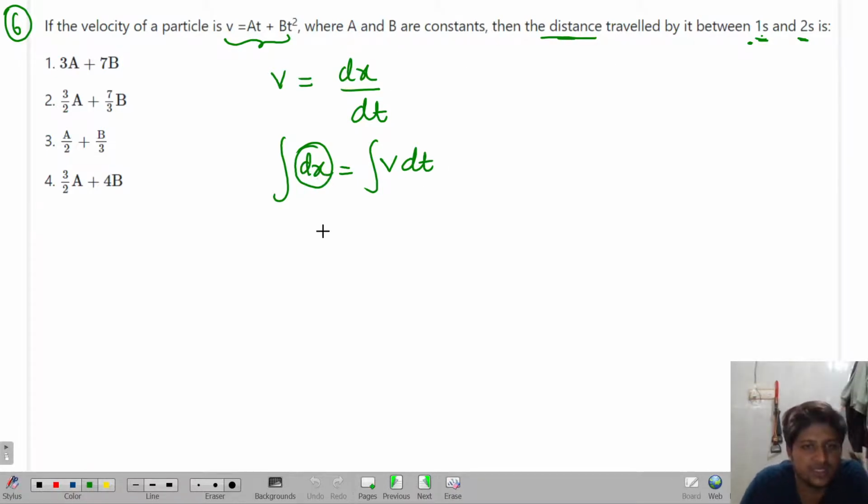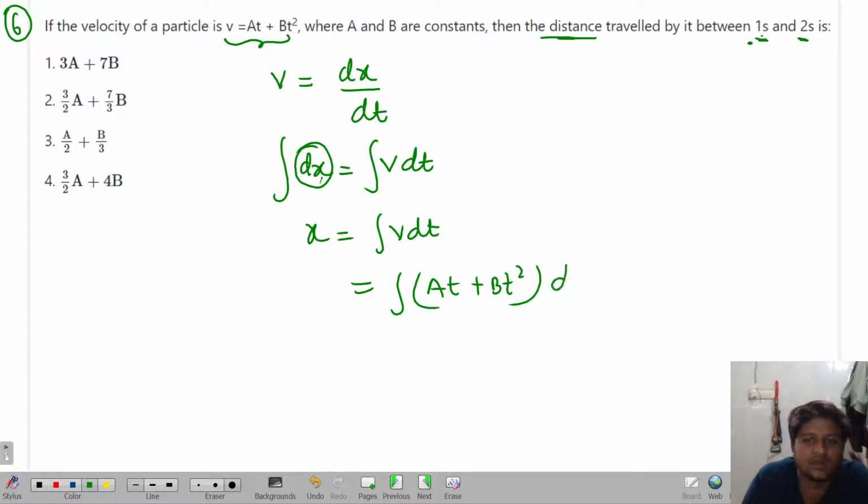It will be integral v dt. So I can write x is equal to integral v dt over here, because integrating dx, this variable comes out. Now v, what is v given over here? Integration of (a t plus b t square) dt.